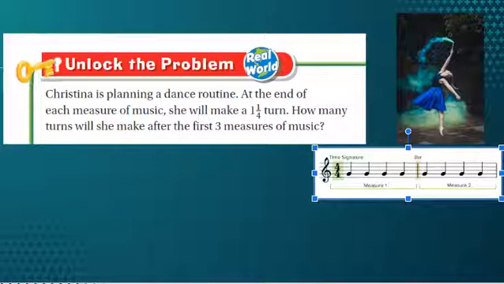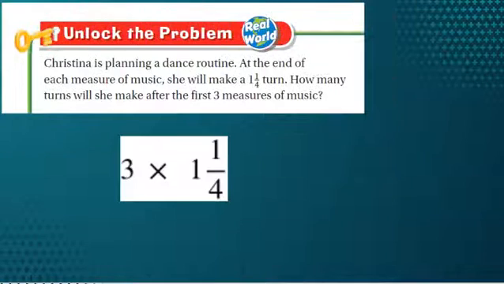So let's think about this for a second. What would our equation be if we know that at the end of each measure, she makes 1 1/4 turn, and she needs to know how many turns she'll make after 3 measures of music? I'll give you a hint. This is a multiplication problem. Think in your brain about what the equation would be. You're welcome to write it down if you have it now. And let's see if you got it. That's right, we're dealing with 3 times 1 1/4.